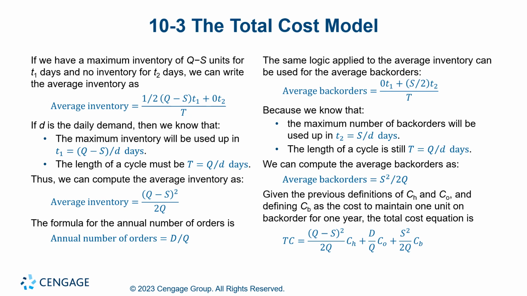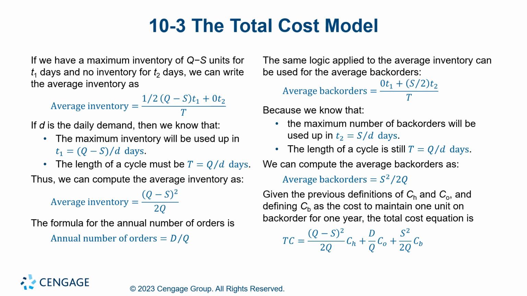So D is the daily demand, okay? And we know that the maximum inventory that will be used up in this case is equal to T1 equal to Q minus S divided by D. And the length of the cycle must be T equal to Q divided by D.